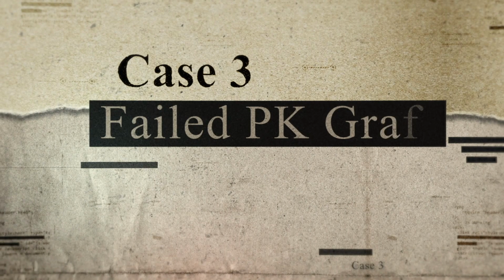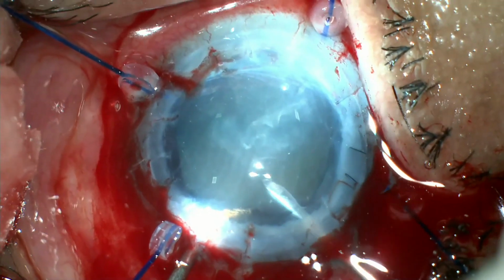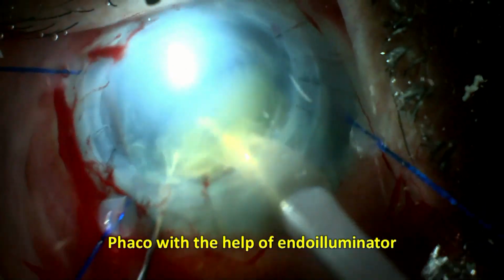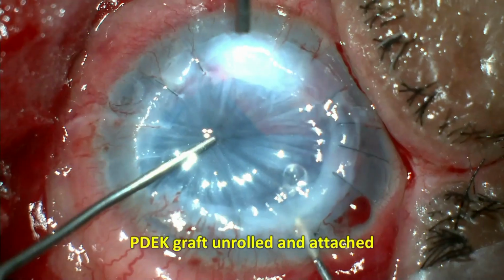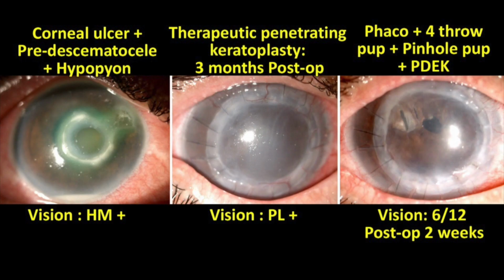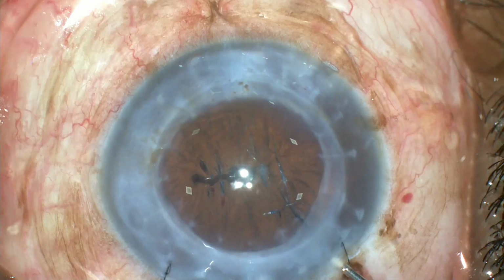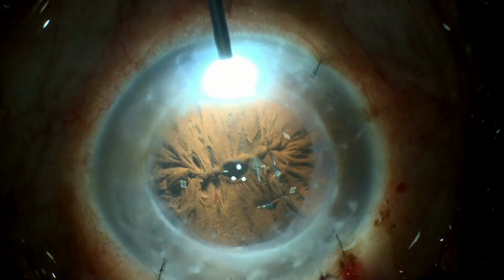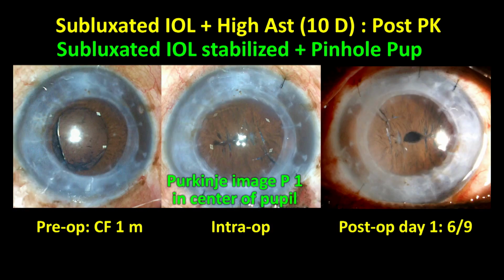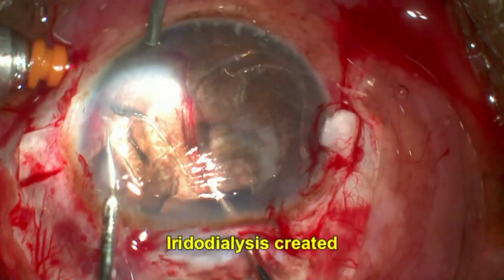In the next case scenario of a failed PK graft, the role of ENDOILLUMINATOR is substantial as the opaque failed graft doesn't allow any coaxial light of the microscope to pass through, and ENDOILLUMINATOR helps in visualizing structures underneath. The ENDOILLUMINATOR also aids in the formation of Purkinje images, which guides the centration of the pupil post-pinhole pupilloplasty using the single-pass 4-throw technique.